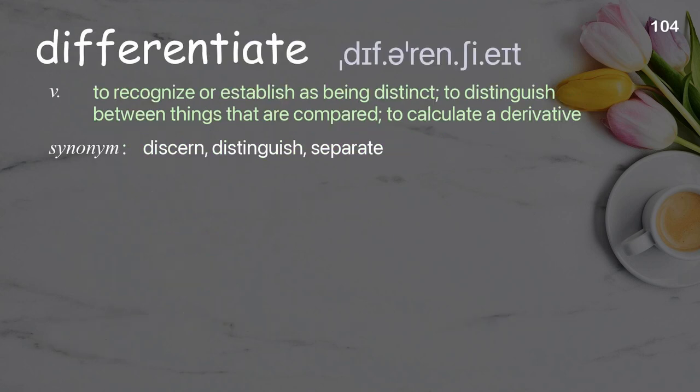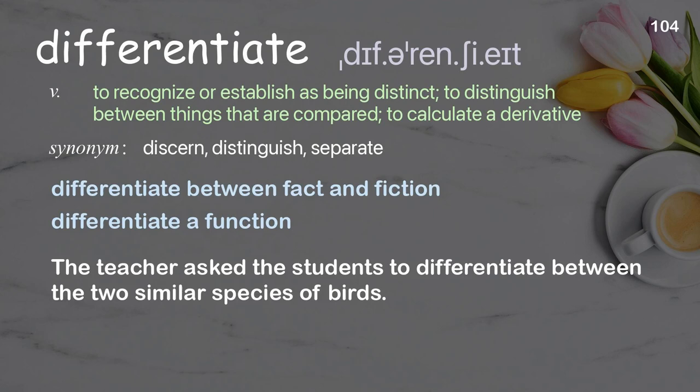Differentiate: to recognize or establish as being distinct, to distinguish between things that are compared, to calculate a derivative. Examples: differentiate between fact and fiction, differentiate a function. The teacher asked the students to differentiate between the two similar species of birds.